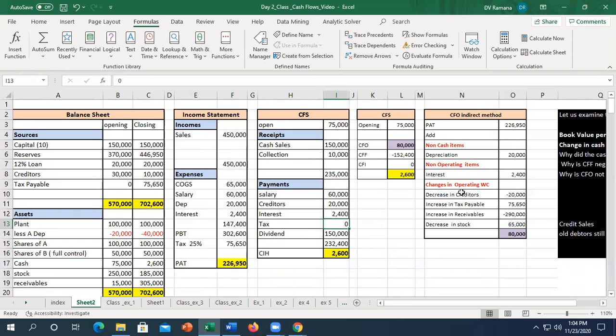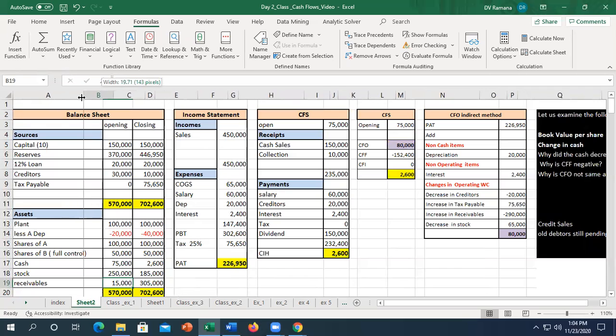So therefore, we adjust it by adding it back. The increase in the receivables is an important item which is responsible for the cash not being equal to the profit. We can see that the receivables has increased from 15,000 to 305,000. Why did the receivable increase? An increase in receivable means that we have not collected money from the customers whom we sold goods on credit.